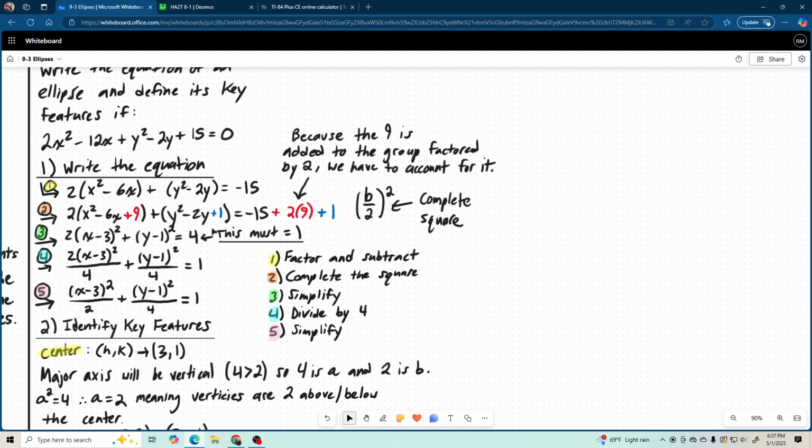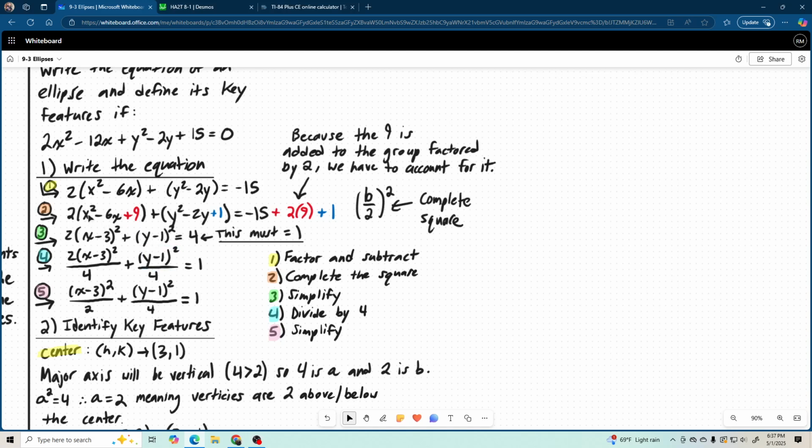All right, now when it comes to our y side, we have y squared minus 2y plus 1. The reason why we added 1 is because if we take our -2, which would be our b value of this trinomial, we put in the -2 here, we have -2 over 2, which would be -1. -1 squared is just +1. So that's where we get this 1, and of course we add that to both sides.